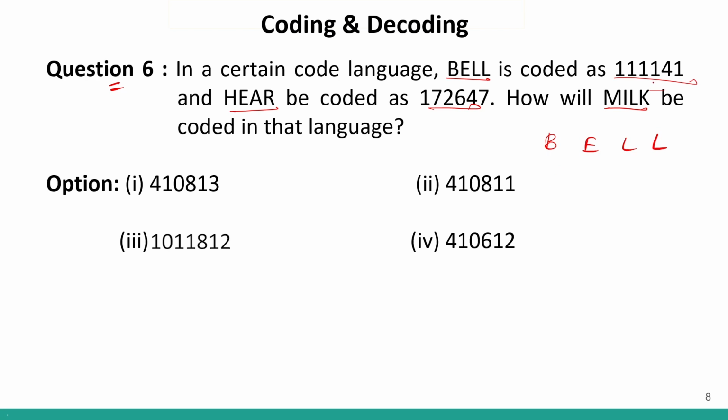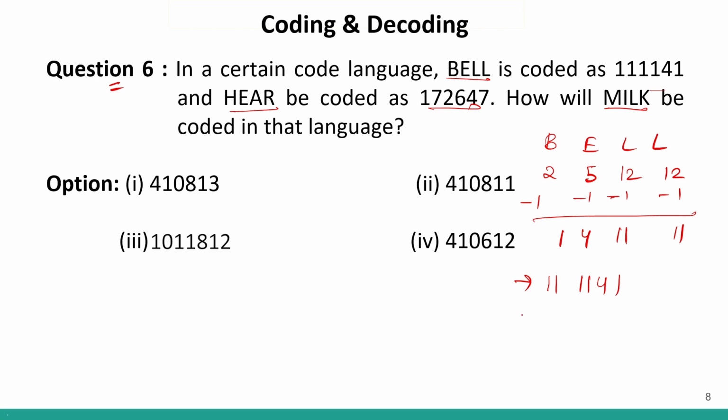So this is not a sum. This is arrangement. So this will be 2. This will be 5. And this will be 12 and 12. But now the numbers I can see are 11 and 4 and 1. So basically minus 1 in each case. If I do minus 1 in each case, I will get how much? 1, 4, 11, 11. But this number is in reverse order. So it is written 1, 1, 1, 1, 4 and 1. So basically reverse order. Correct?